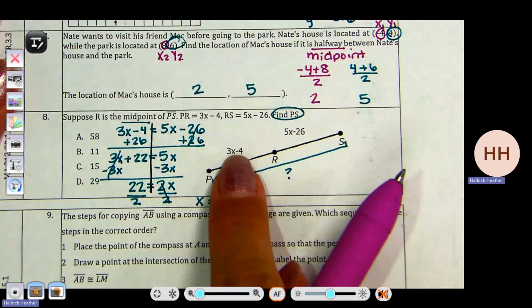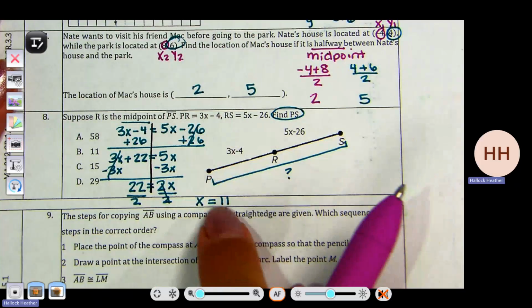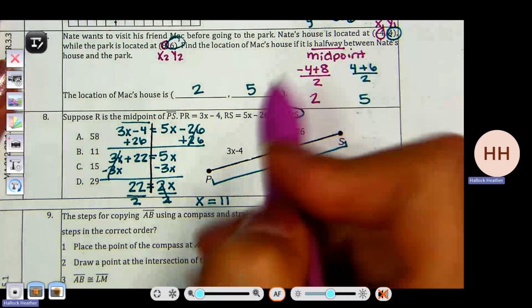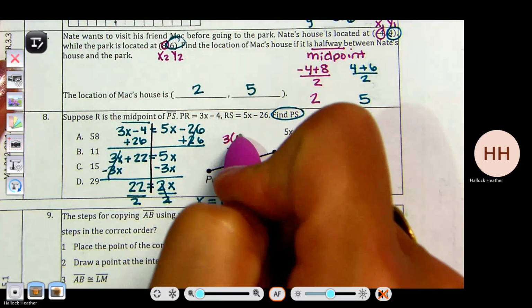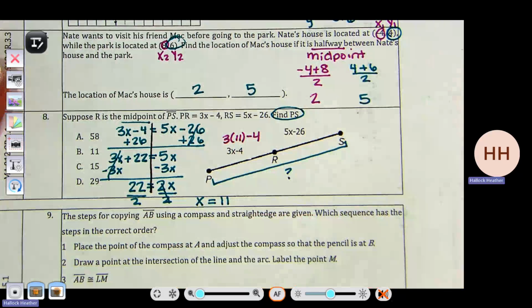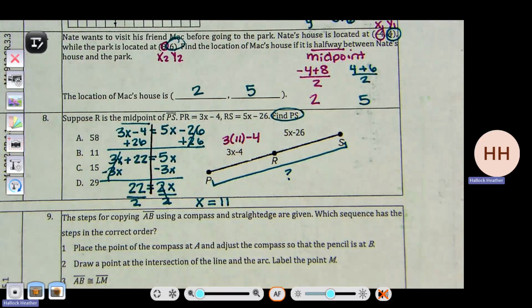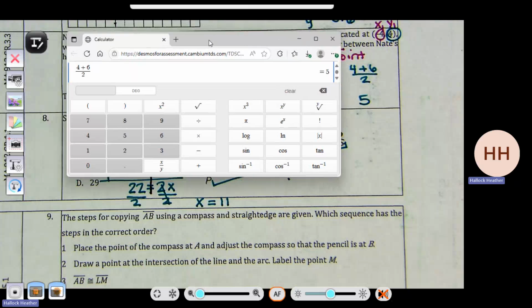You're doing 3 times 11 minus 4. If I type that into Desmos, it'll do it for me. 3 times 11 minus 4.